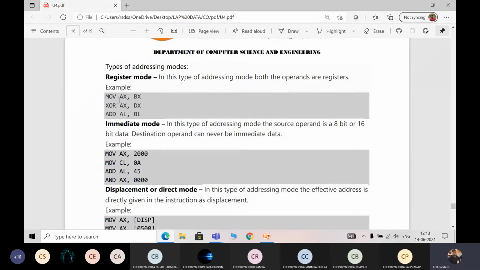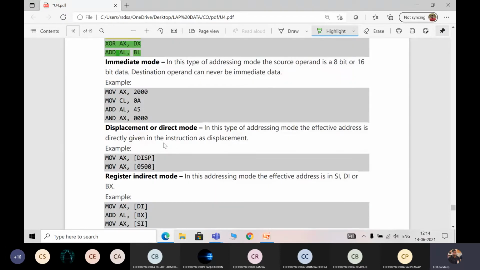So these two are 16-bit registers. In the same way, XOR performs the exclusive OR operation between the AX and BX registers. So here you have one more 16-bit register, and here add AL comma BL. These are 8-bit registers. As I demonstrated, adding the content of two 8-bit registers AL and BL, the type of operation is addition. So this is an example for the register addressing mode, and the next one is the immediate addressing mode.